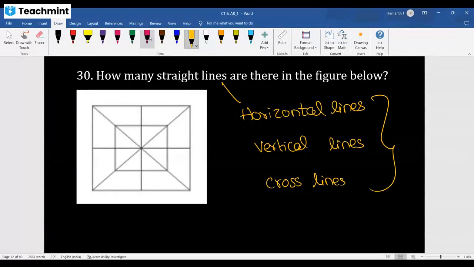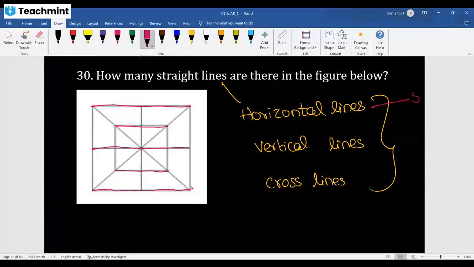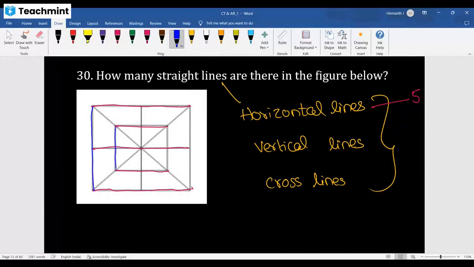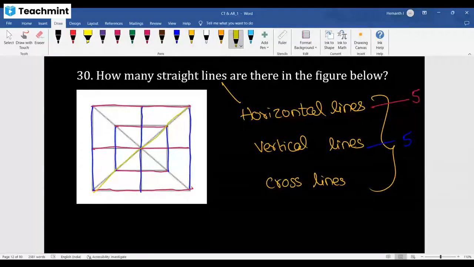If you observe, you have 3 horizontal lines. One, this is entire one line only. 2, 3. So 3 horizontal, this is also 4, 5, 5 horizontal lines. Next, vertical lines here. 1, 2, you can find this is the 3, 4, 5. 5 vertical lines. And cross lines, only 2. This is one cross line, this is the other cross line.